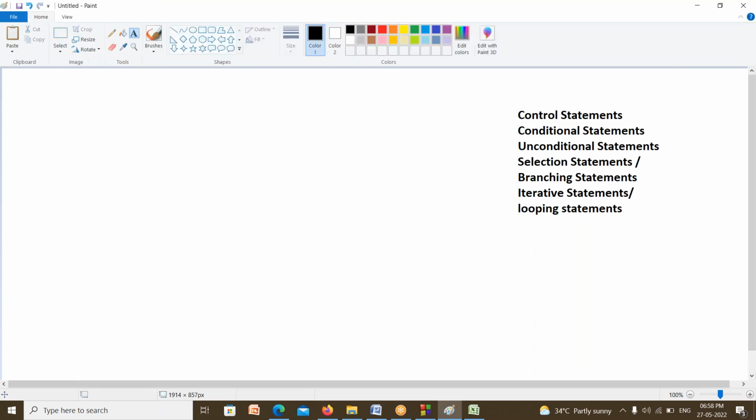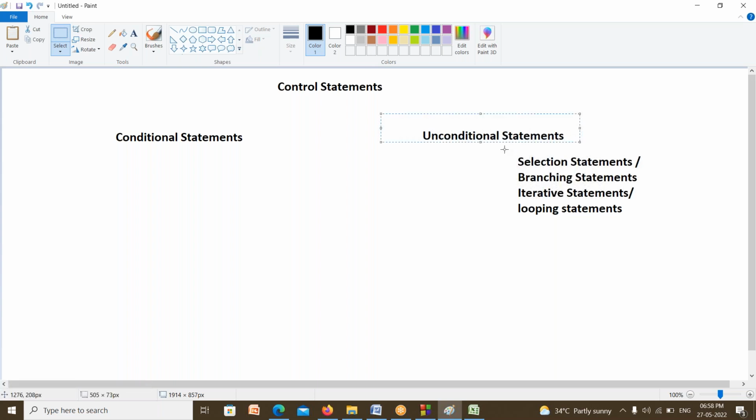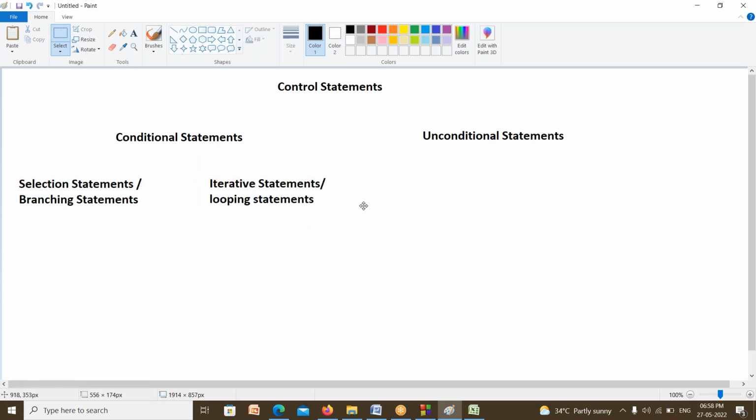Now I will create a diagram. This is control statements. It is about conditional statements. It is about unconditional statements. Conditional statements are 2 types. One is selection. The second one is iterative.